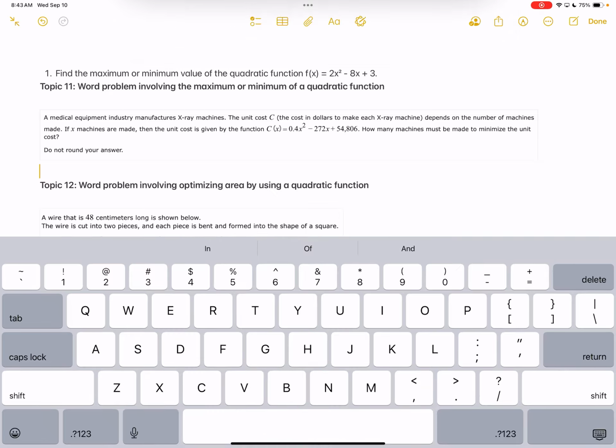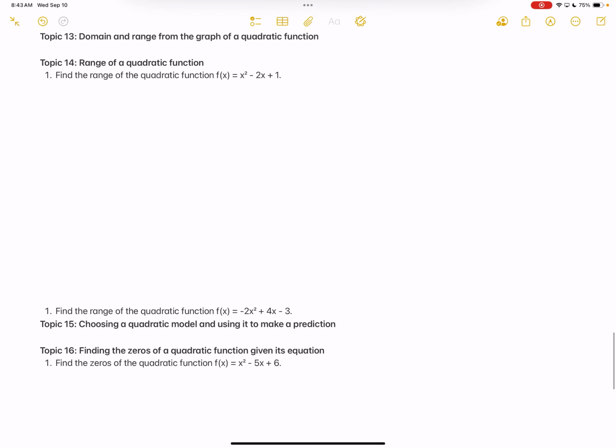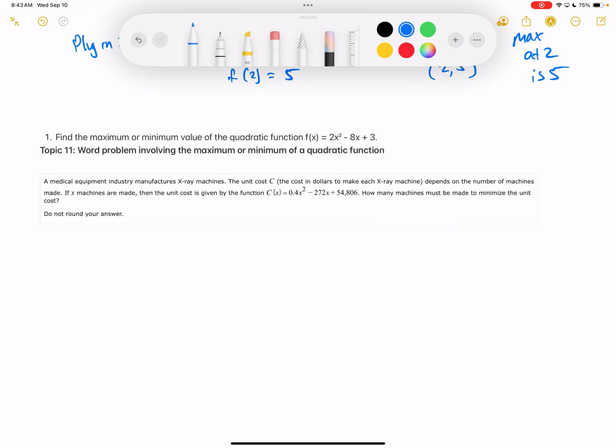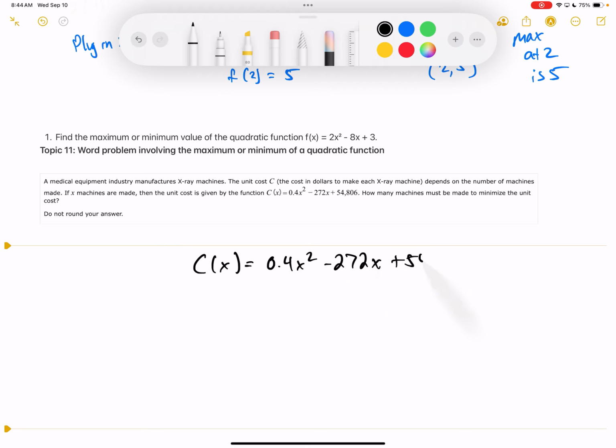All right, couple more. I think these are the last. We got like 4 left, I guess. This is just a word problem about minimum or maximum in the medical equipment industry. A company manufactures x-ray machines. The unit cost C is the cost in dollars to make each x-ray machine, and it depends on the number of machines made. If x machines are made, then the unit cost is given by this function: C of x equals 0.4x squared minus 272x plus 54806. How many machines must be made to minimize the unit cost?